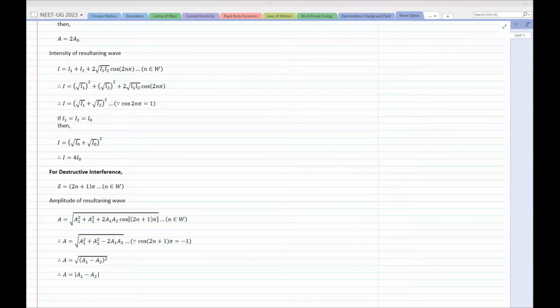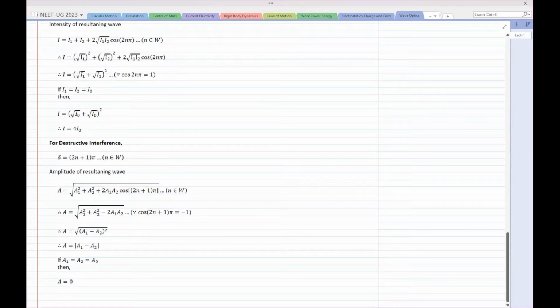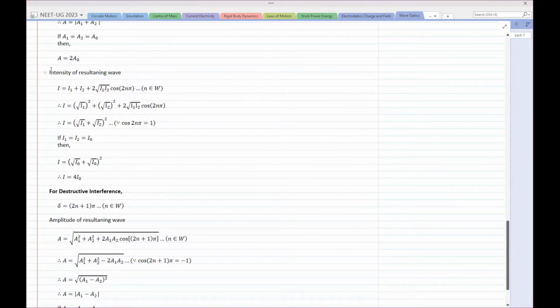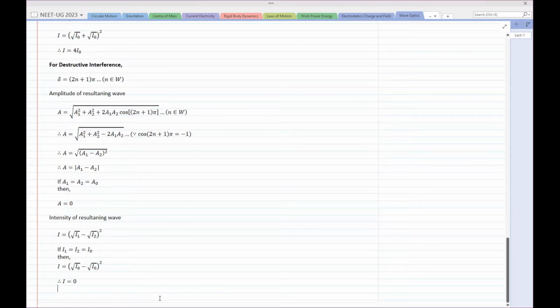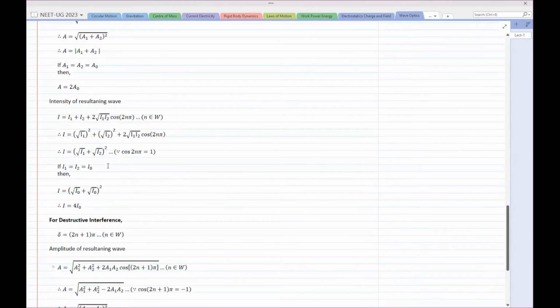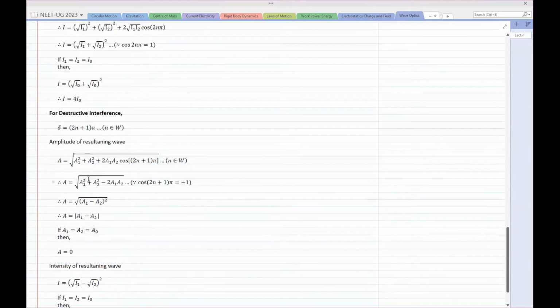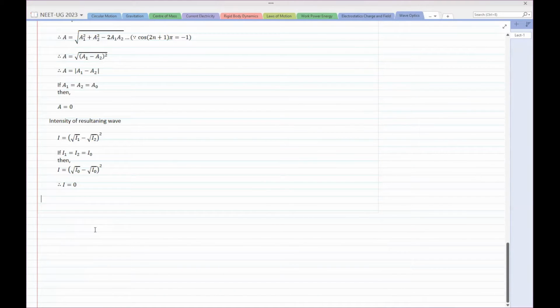Right? Then if the amplitudes are the same, our answer is 0. So if you have that kind of waves, then you can actually get 0. Then the intensity of the resulting wave: I'm just directly writing it. Intensity will also be 0 if they are the same, and otherwise it is (root of I1 minus root of I2) the whole square, right? For destructive interference. So these are the conditions for constructive and destructive interference and the resultant values.